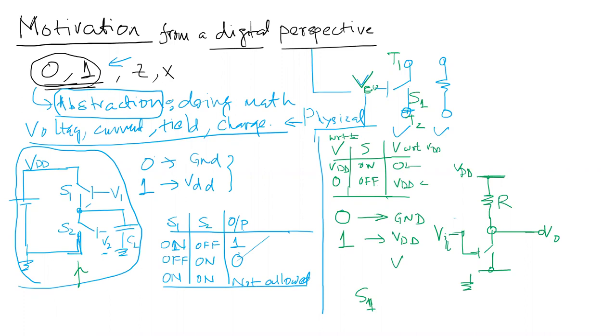So when the switch is off, then VDD will pass through R and the output will be VDD. And when the switch is on, the VDD will directly be shorted with the ground. So zero will be there. Okay.